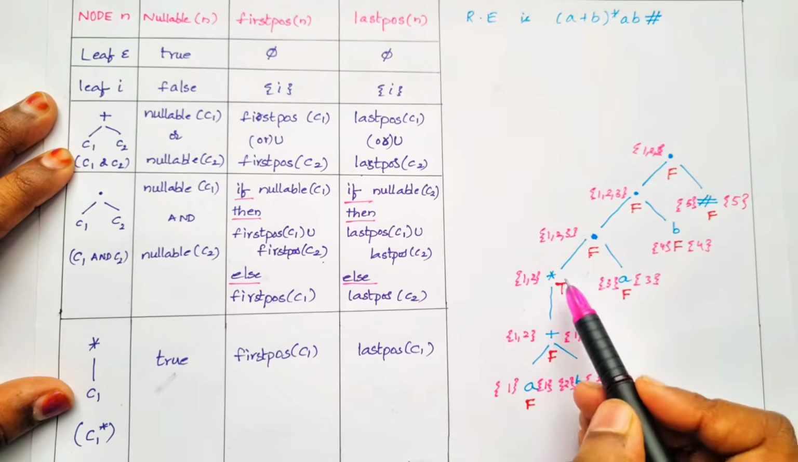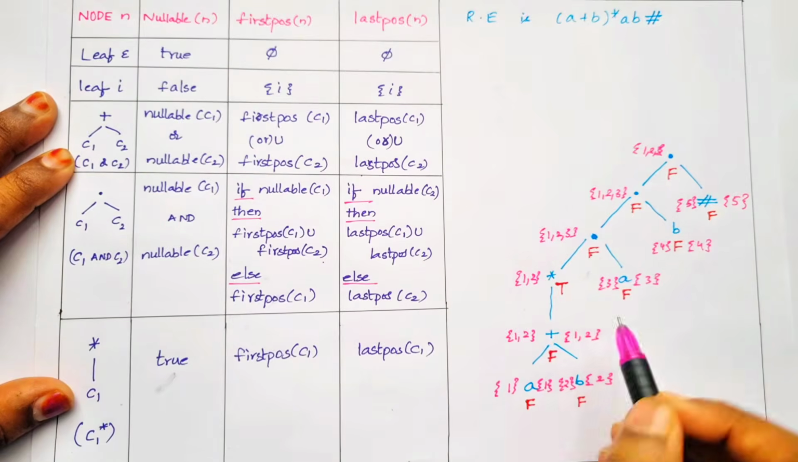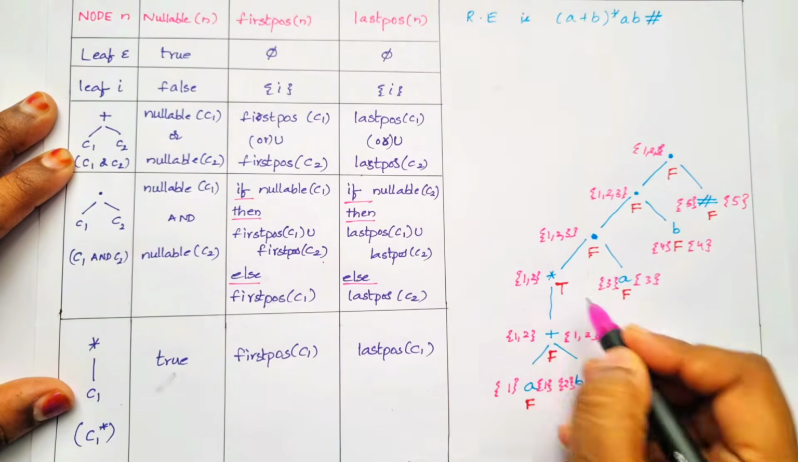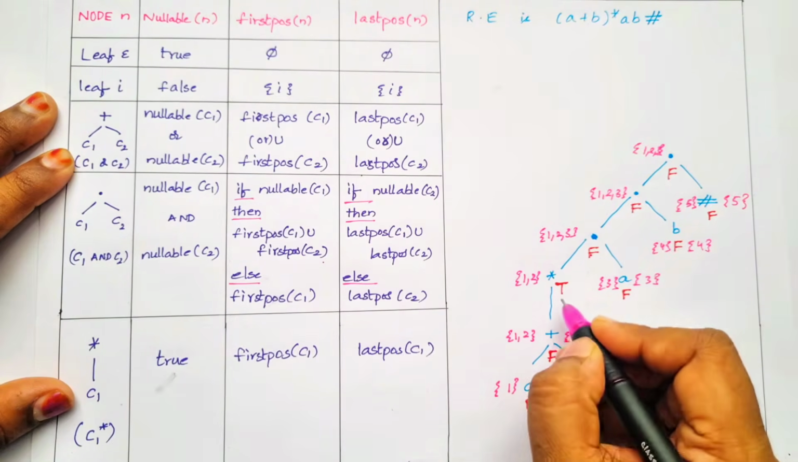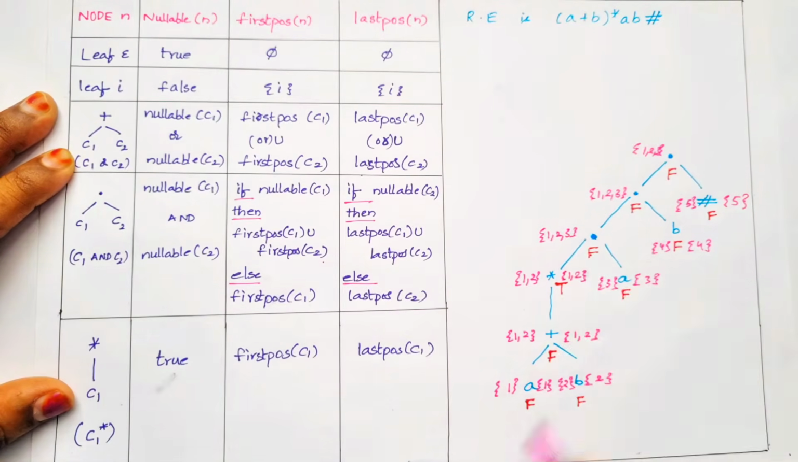Next, coming to star. What is that? Last position of C1. Whatever the leaf node for the star is there, simply note its last position here. The last position of C1 here is 1, 2. Just copy those values here.